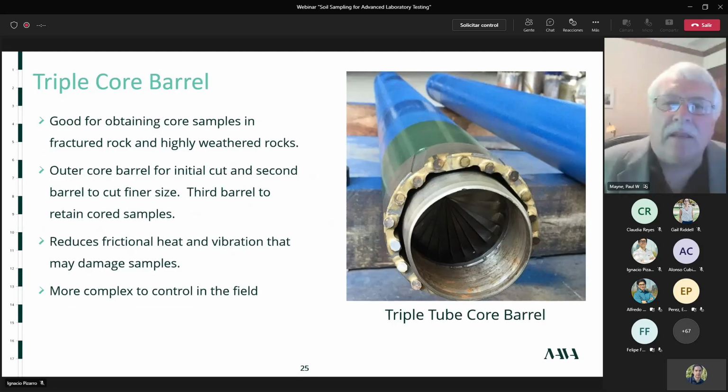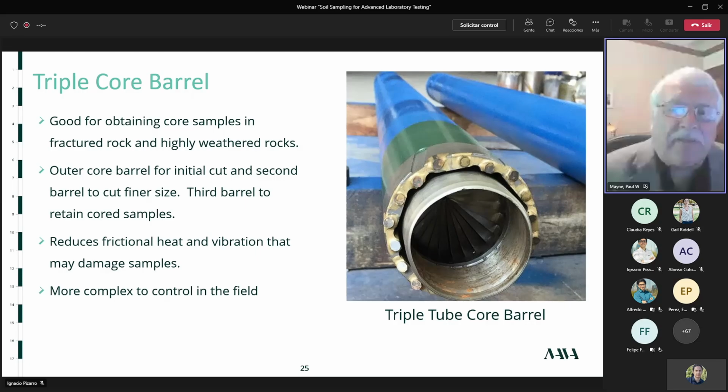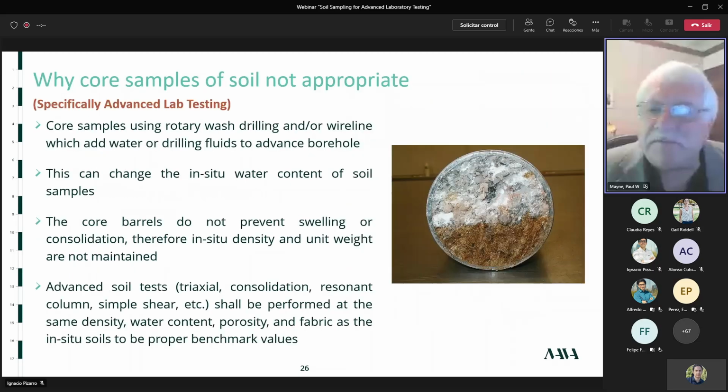Next, there's also a triple tube core barrel. In that case, it's even better. It's a way to minimize the friction and the vibration and so forth. However, it comes with the complexity that it requires a special type of driller to operate it and collect samples in the field. So that's a special case. Next.